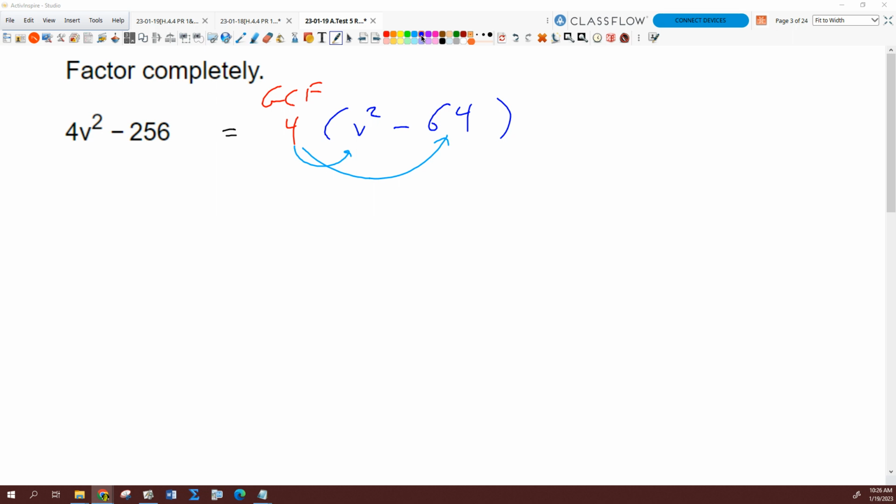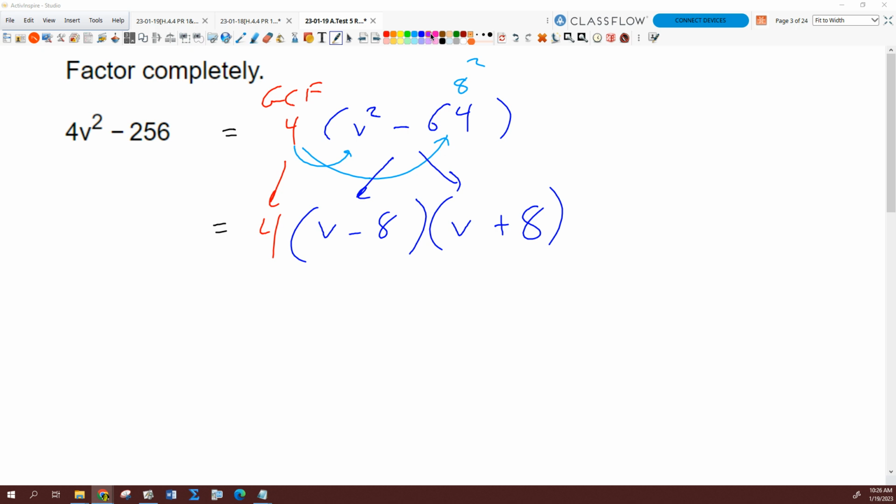Could we go further with the blue factor? How do we want to think of that 64? There we go. We want to think of that as an 8 squared. So then I've got a v squared minus an 8 squared. My answer, I've already got my 4 out front, but v squared minus 64, or v squared minus 8 squared, breaks up into what, Kyler? There you go. V minus 8, v plus 8. We got it.